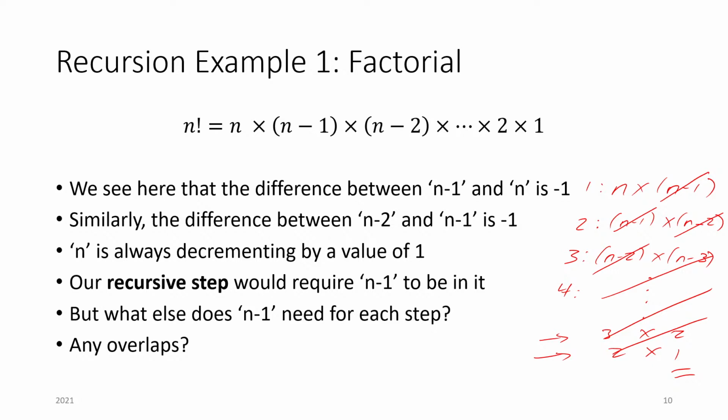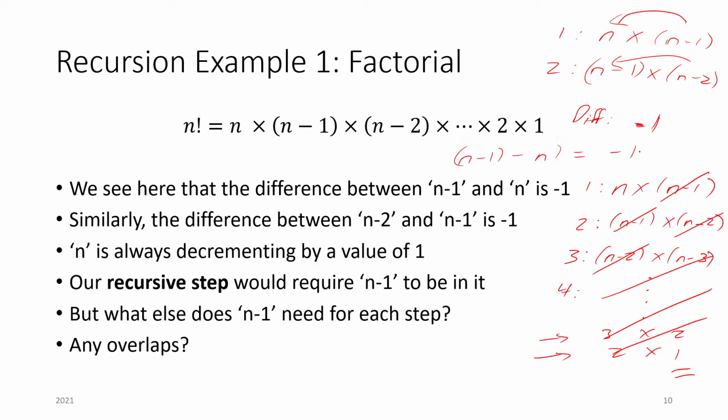We also note that in between 1 here, which was n by n minus 1, and 2, which was n minus 1 by n minus 2, if we watch the differences between these two, it's always going to be a difference of minus 1. That's like if we say n minus 1 minus n, that's going to be minus 1, and so forth as we keep on. So because n here is changing by a difference of minus 1, that's why we have this recursion step that we need to factor in.